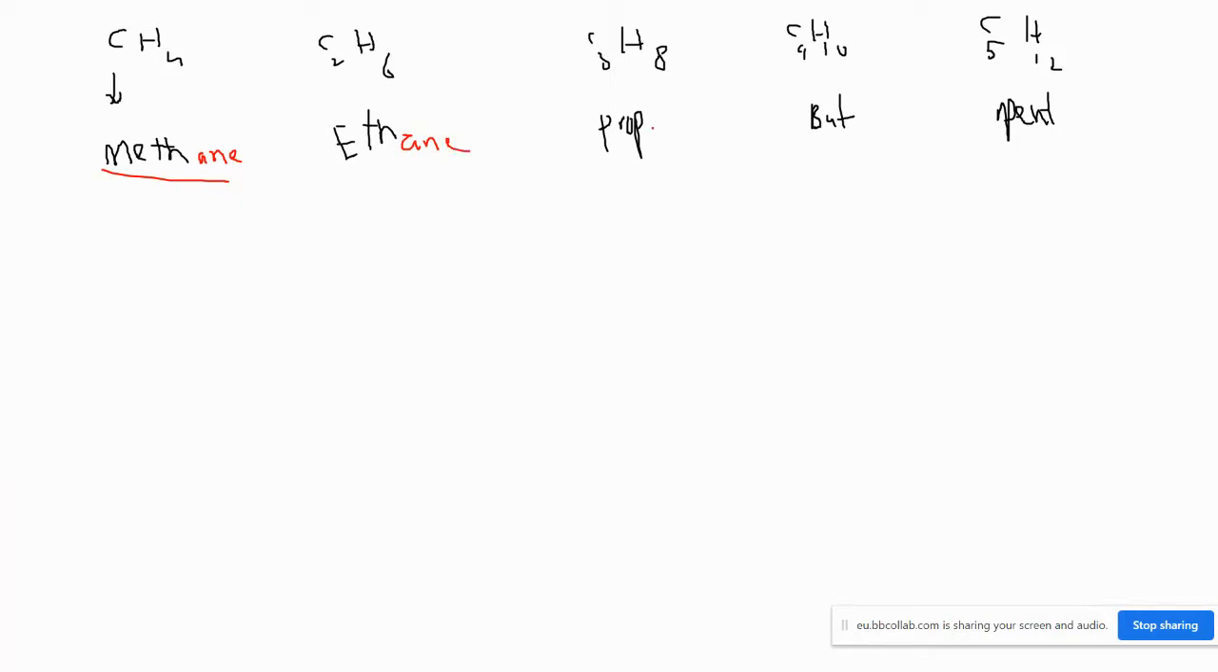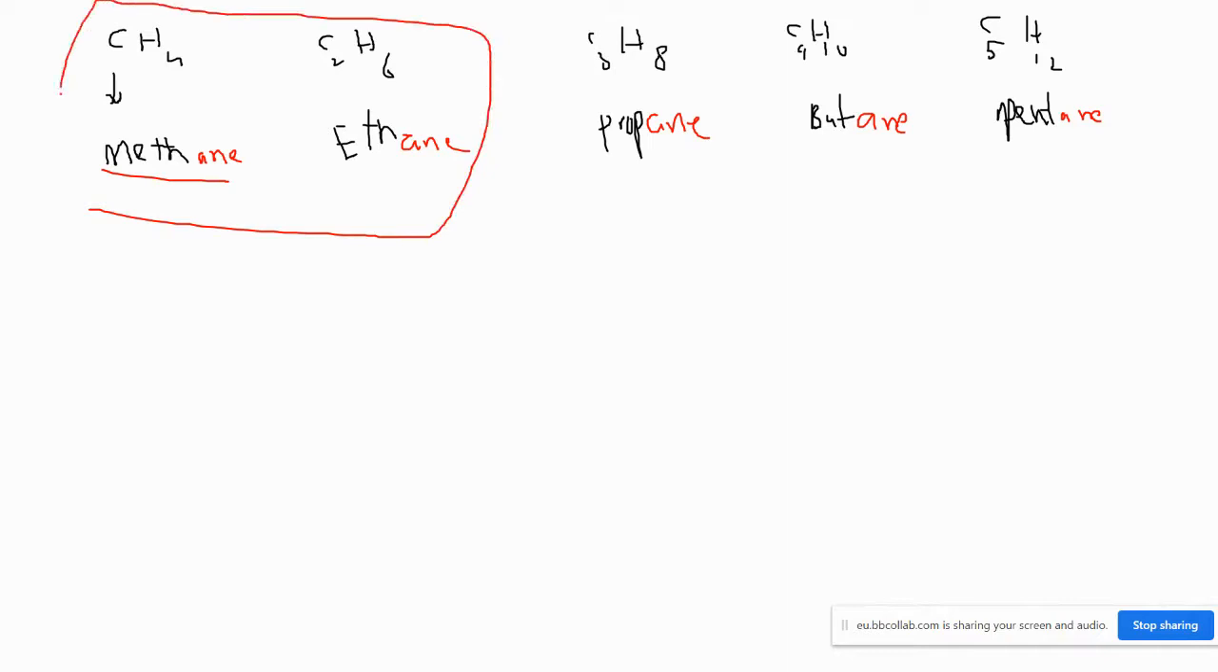Ethane, propane, butane, pentane. Is it okay? This same principle applies to all the compounds. Any doubt here? Okay, now we go for the prefixes actually. Prefixes usually come from branches.